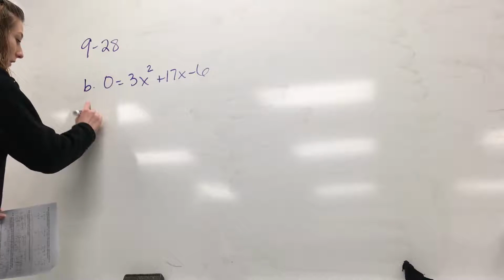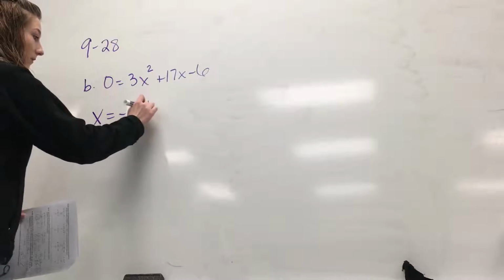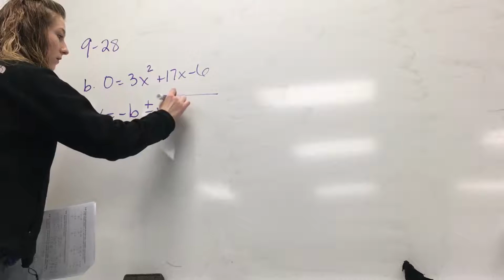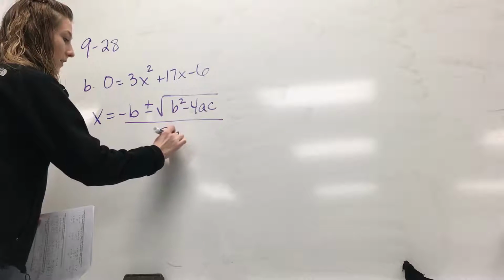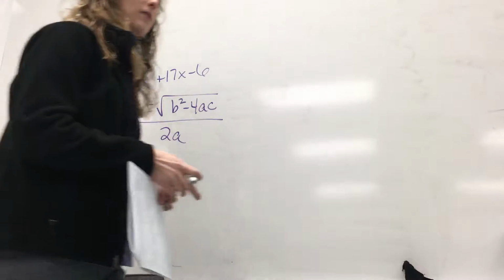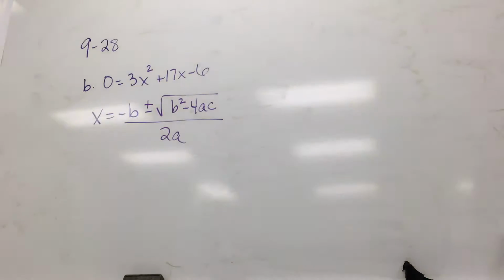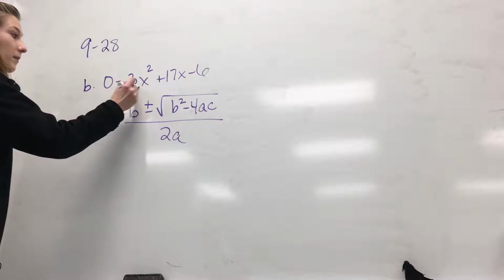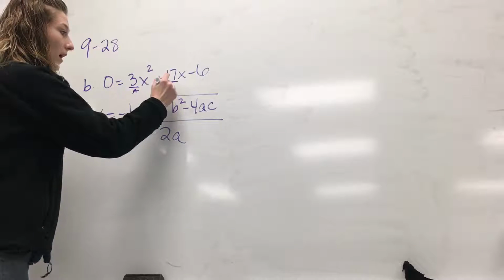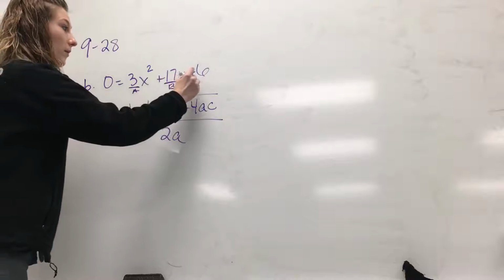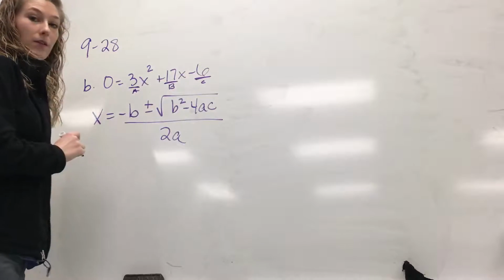We're going to use the quadratic formula, which here's the quadratic formula. Okay? So here's that formula. First we have to decide what is a, b, and c from our equation. So the a is the number in front of the x squared, so our a is going to be this 3. The number in front of the x is our b number, so that's positive 17. The number by itself is the c number, so that's negative 6.